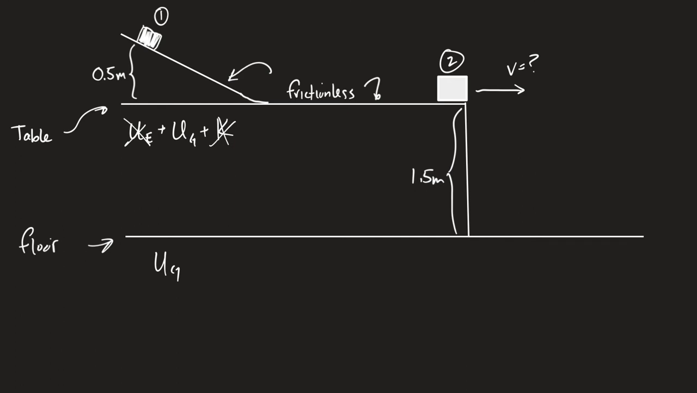Now, at state two, is the object above the reference level? It depends. If you said the table was the reference level, it has no gravitational potential. It's on the reference level. If you said the floor was the reference level, then yeah, it's still above the floor. It has gravitational potential energy. Is it pressed up against a spring? Still no springs. Is it moving?